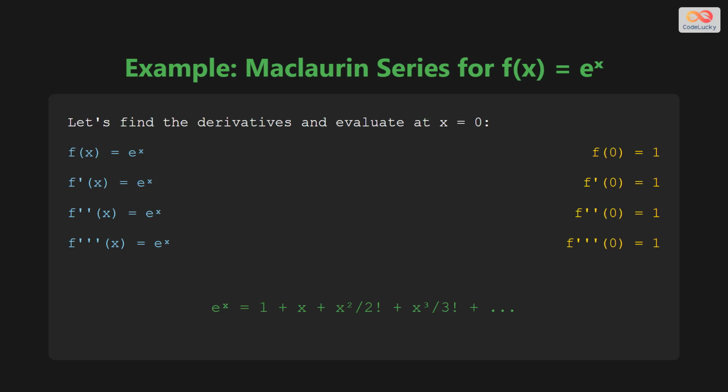Let's look at a classic example. The function f of x equals e to the power of x. The wonderful thing about this function is that its derivative is always itself. So, f of x, f prime of x, f double prime of x, and so on, are all e to the x when we evaluate these at x equals 0. They all equal 1. This gives us a very clean and simple series, 1 plus x plus x squared divided by 2 factorial, and so on.